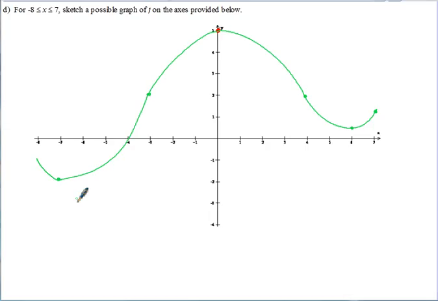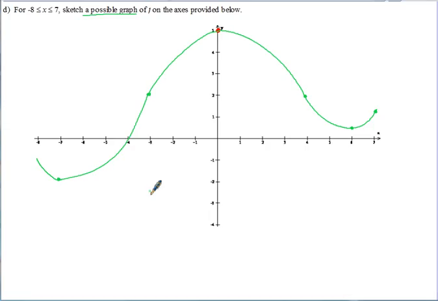So again, don't worry about these specific y values. The only one we know for sure on this one is that red point right there, because that's the point we're given. The rest of it, the y values may be slightly different, but your overall shape of the graph should be the same. It should have the correct increasing, decreasing intervals and the correct concavity. And that's why it says a possible graph. Okay? But there will be a little variation in where you put your y values.